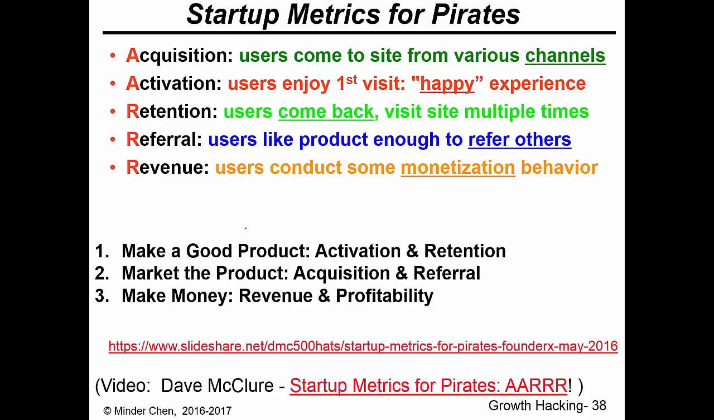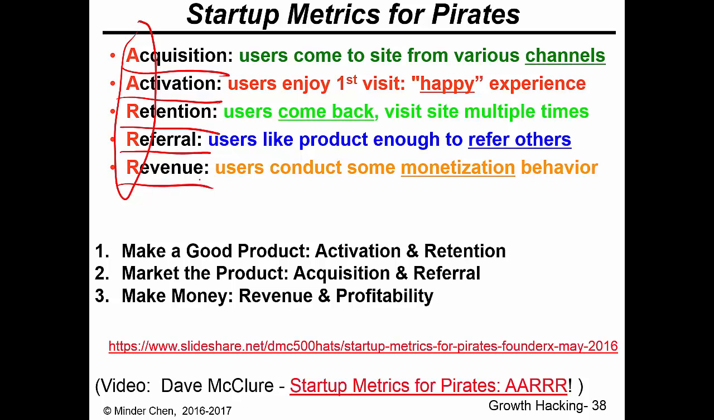So based on the funnel, Dave McClure came up with some metrics. He called it startup metrics for pirates. The abbreviation of the five categories of the metrics is called AARRR. That's how it's kind of pronounced. It's acquisition, activation, retention, referral, and revenue.